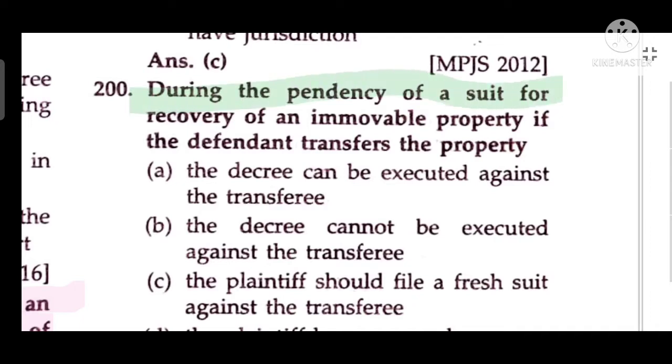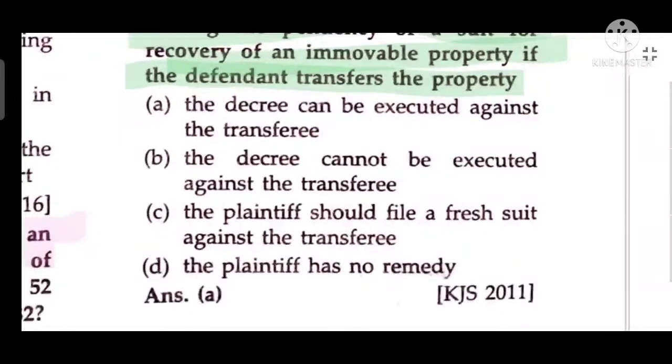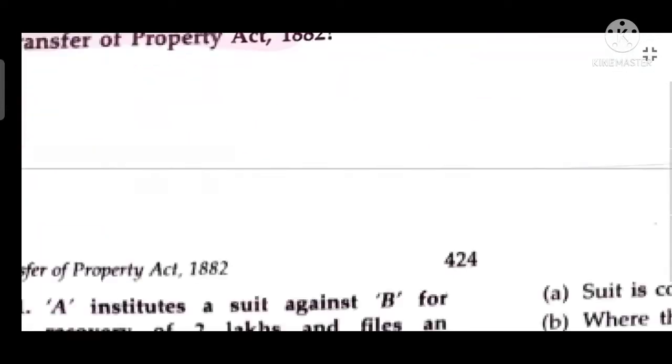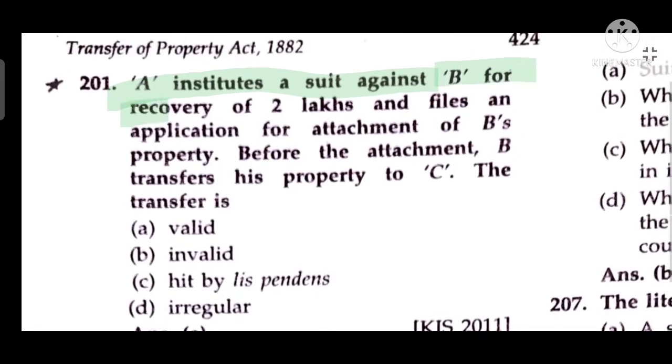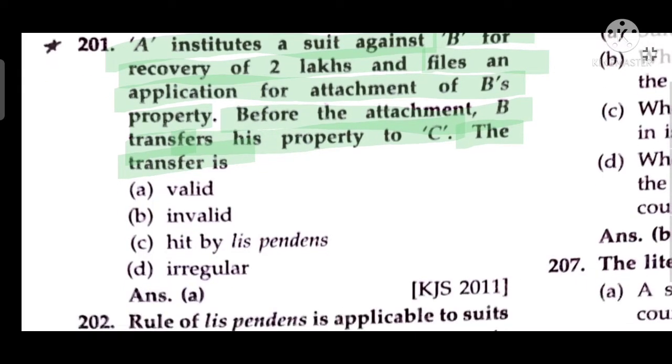During the pendency of a suit for recovery of immovable property, if the defendant transfers the property, the decree can be executed against the transferee. A institutes a suit against B for the recovery of 2 lakh and files an application for attachment of B's property. Before the attachment, B transfers his property to C. The transfer is valid.